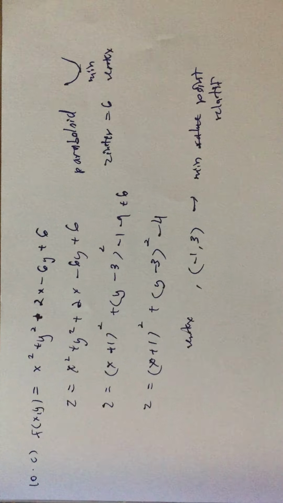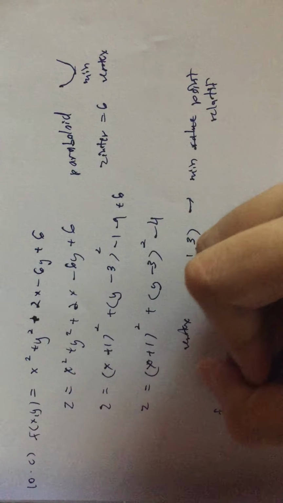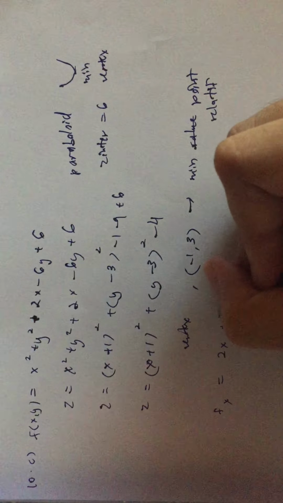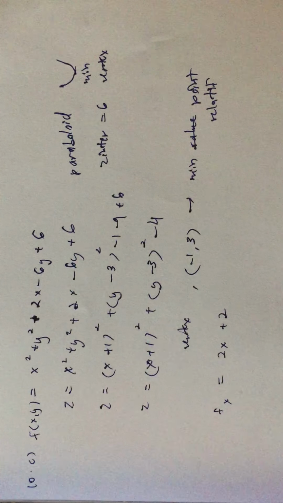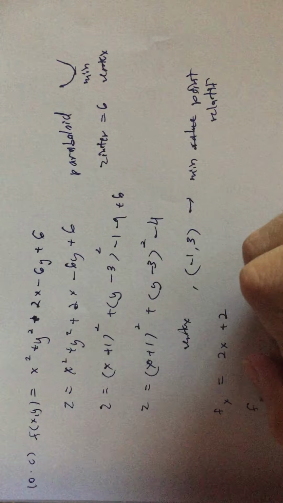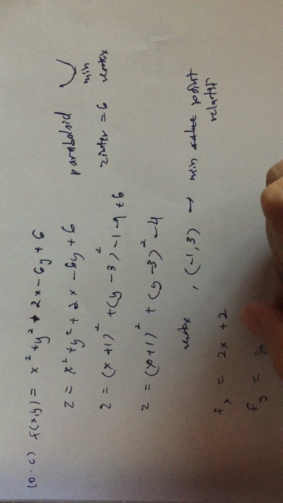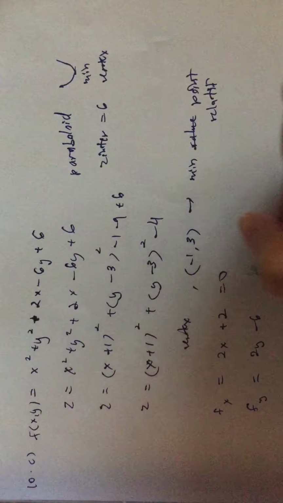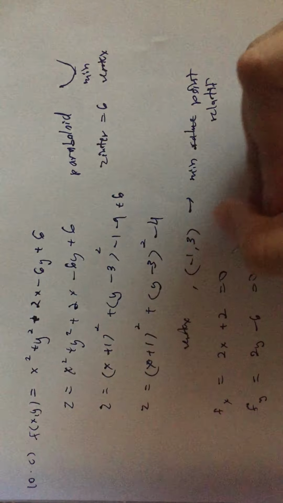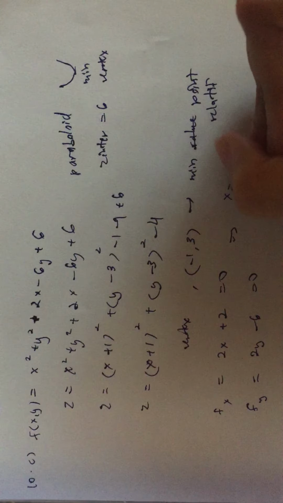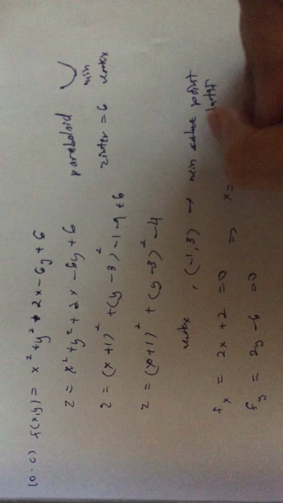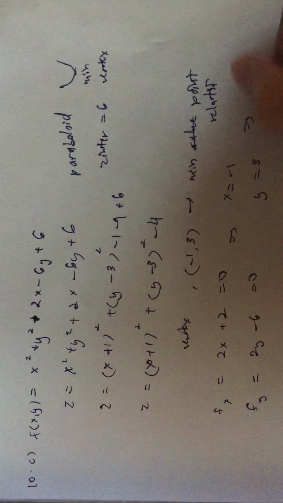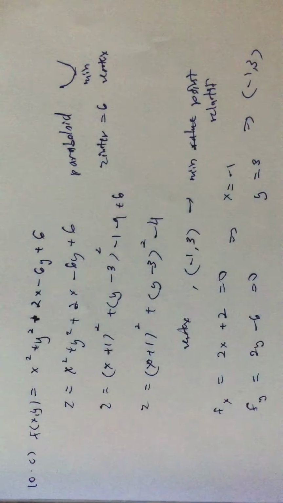Okay. So, untuk this one, fx is equals to 2x plus 2. And then fy is equals to 2y minus 6. And then if you equals to 0, then daripada sini we have x is equals to minus 1, y is equals to 3. So, dia punya point is minus 1, 3 lah.